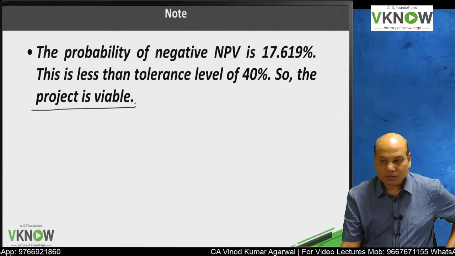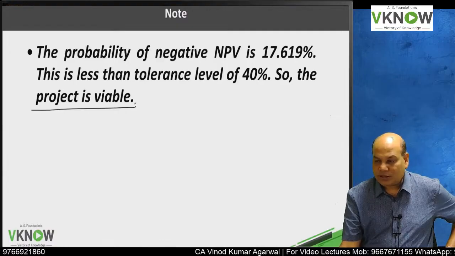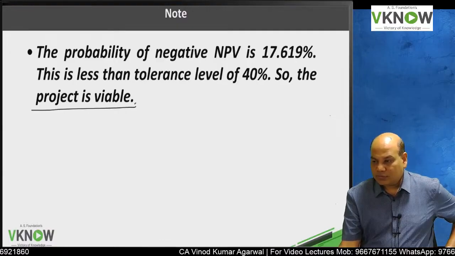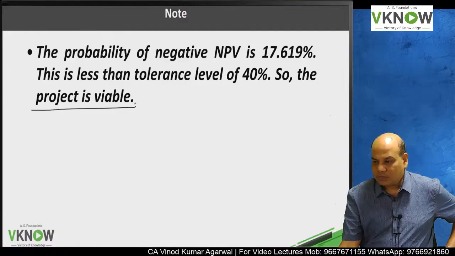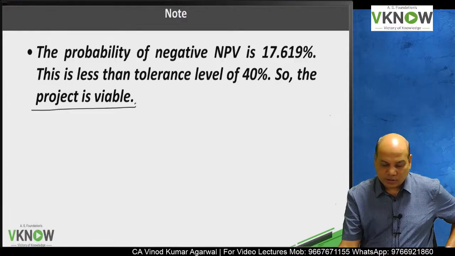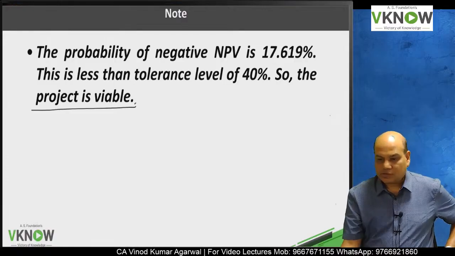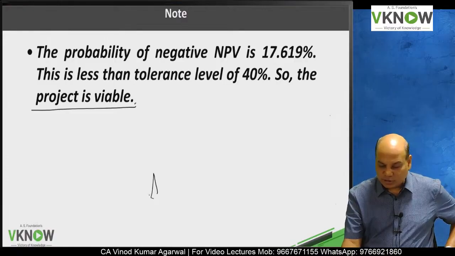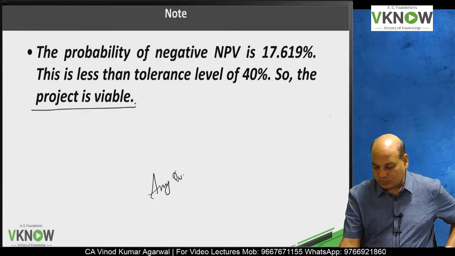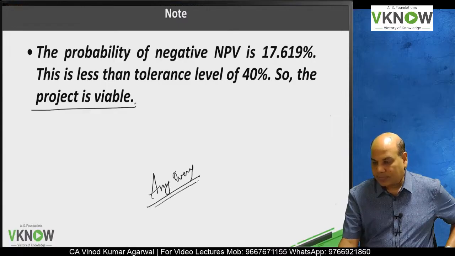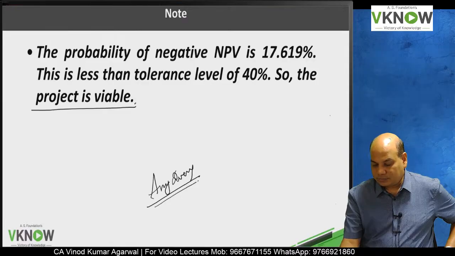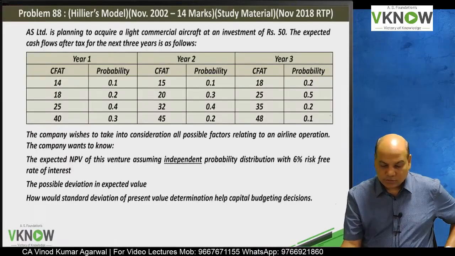Applying probability of NPV less than 0, we find that it is within our tolerance limit and we will say project is viable. This answer is over. Any query on this question? Any query? Yes or no? No queries. Okay, come to question number 88.